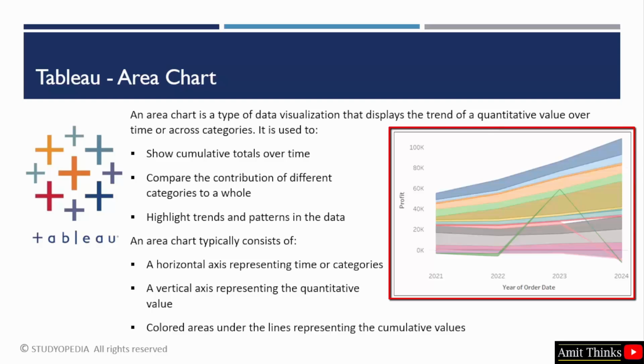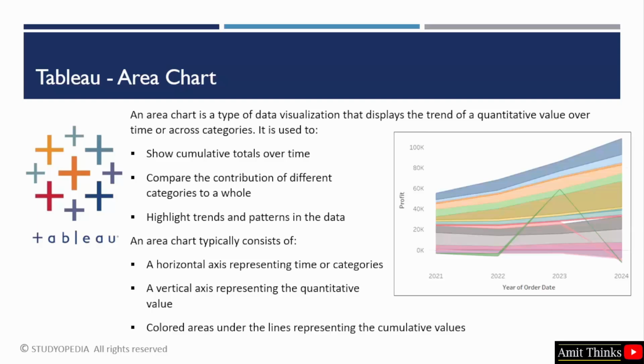It visualizes the sum of profit over the years. The chart is broken down by different subcategories of products, each represented by a different colored area. So you can see different colors. It represents each subcategory. An area chart consists of a horizontal axis representing time. So here we are representing order date, and a vertical axis representing the quantitative value. That means the profit as in the image.